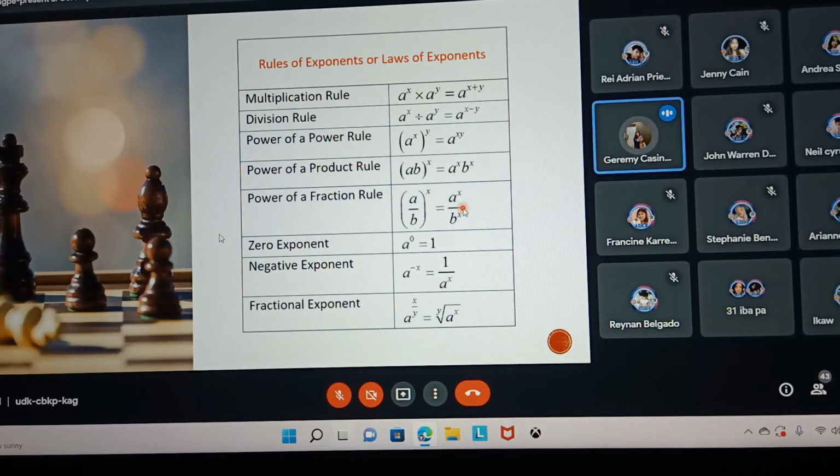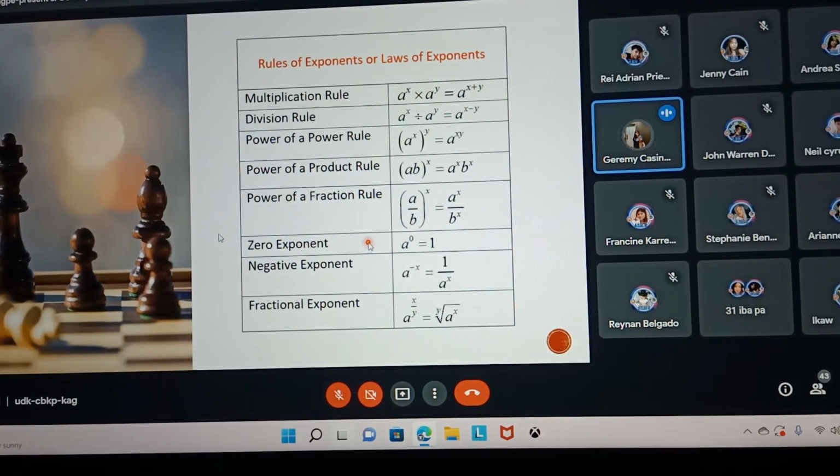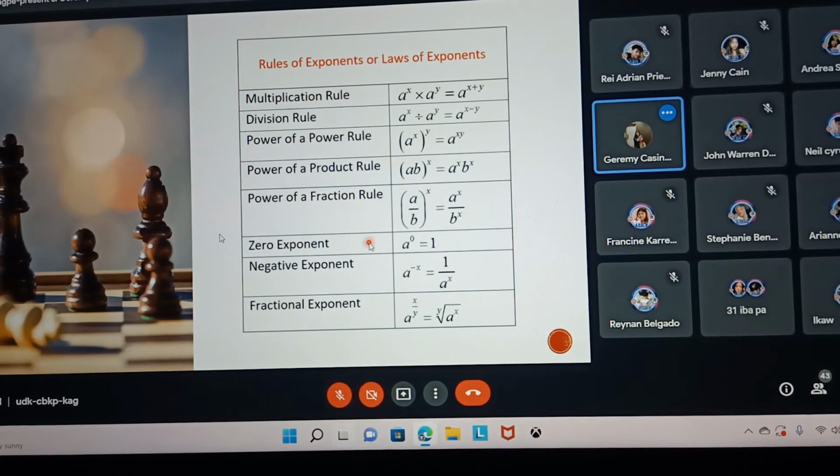And next one is yung zero exponent. Always remember, kapag meron tayong exponent na 0, ang value po palagi niyan is equal to 1. Halimbawa, 2 raised to 0, that is also equal to 1. 25 raised to 0, that is equal to 1. Any number, basta ang exponent niya is 0, that is equal to 1 palagi.